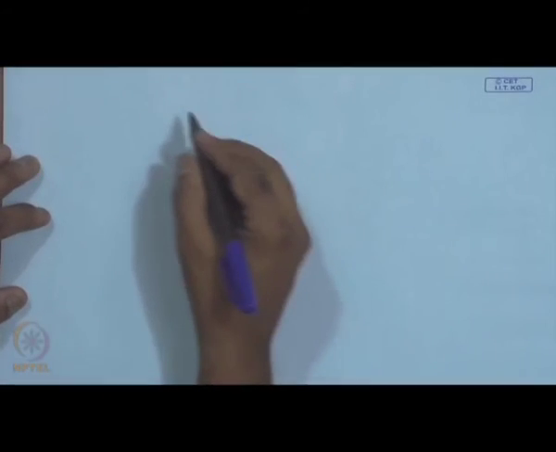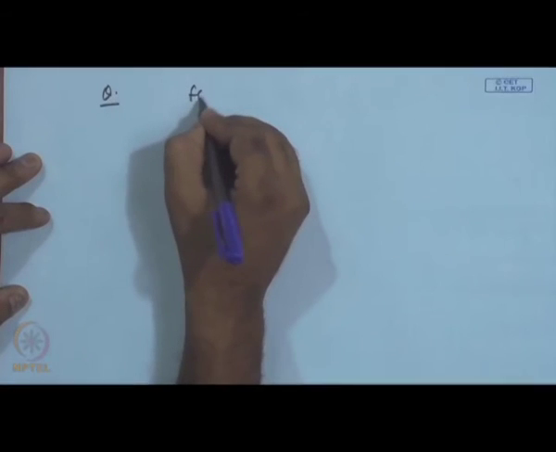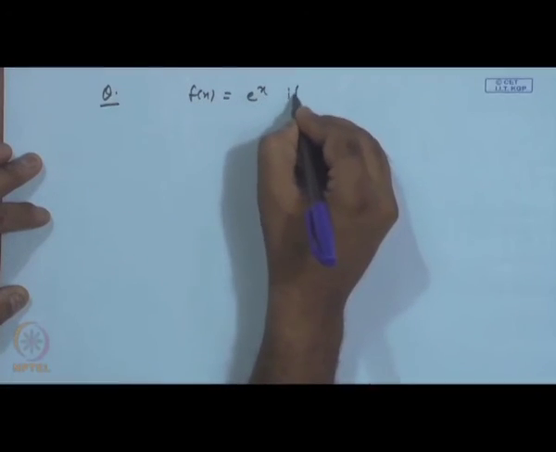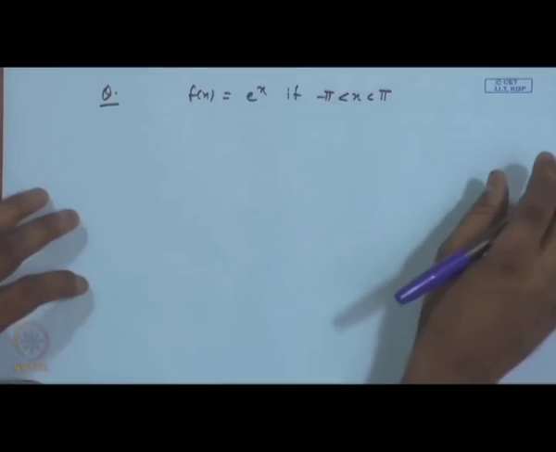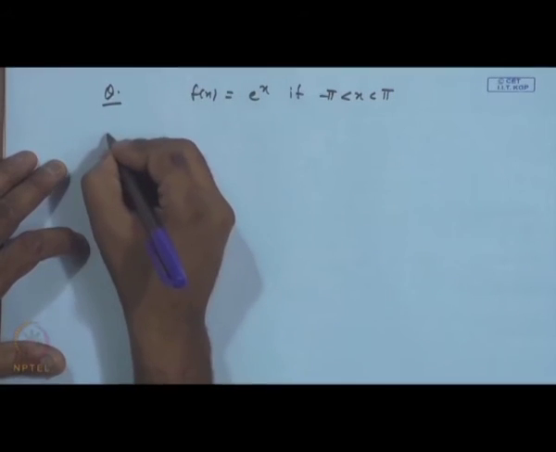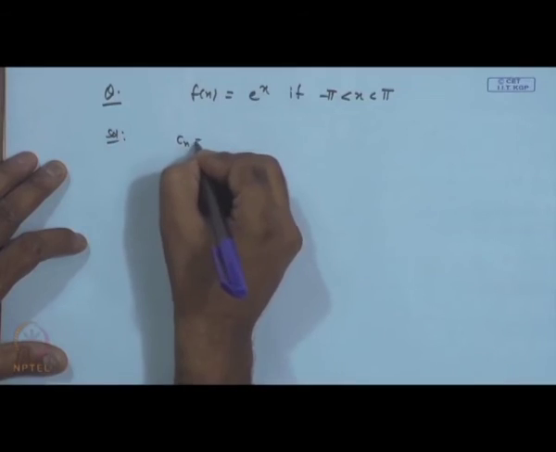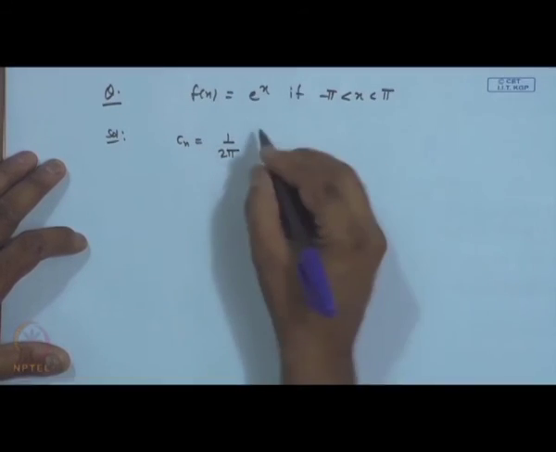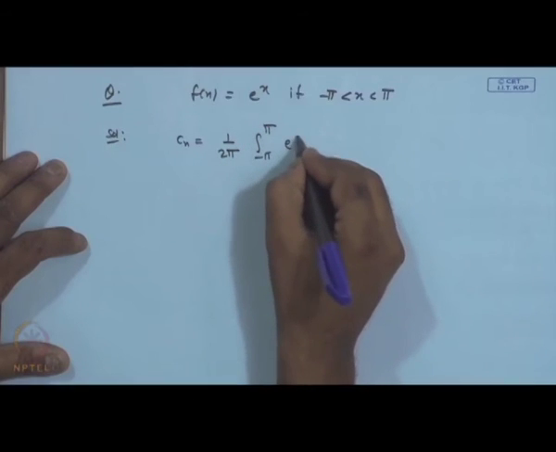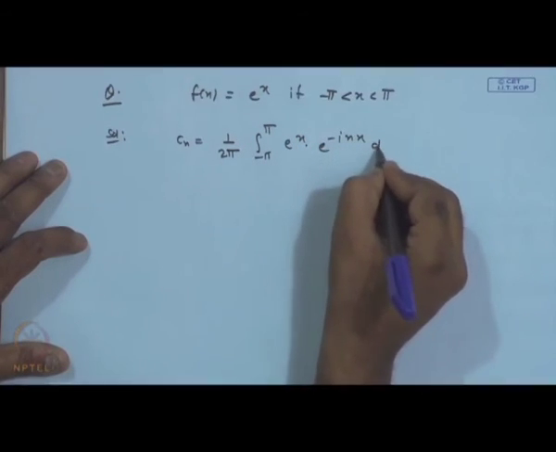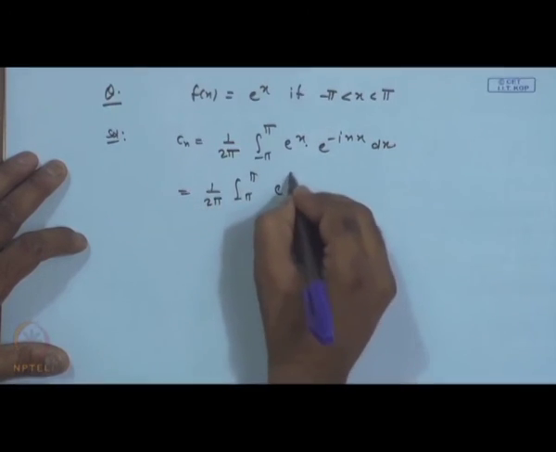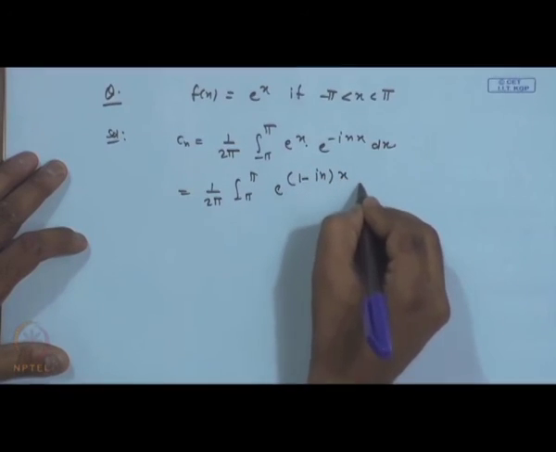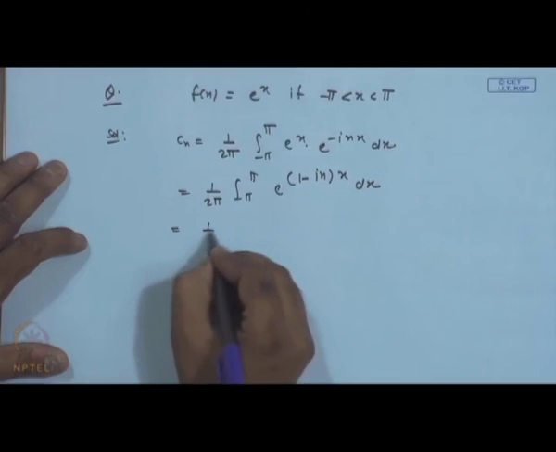So, we quickly now go for one example of this Fourier series in the complex form. If we take a function f(x) = e^x, where x is between minus pi and pi, and then we have this periodicity. In this case we calculate C_n, that is 1 over 2 pi, integral from minus pi to pi of our function and e^(-inx) dx. So, we have 1 over 2 pi, integral from minus pi to pi of e^((1 - in)x) dx, and this we can integrate.